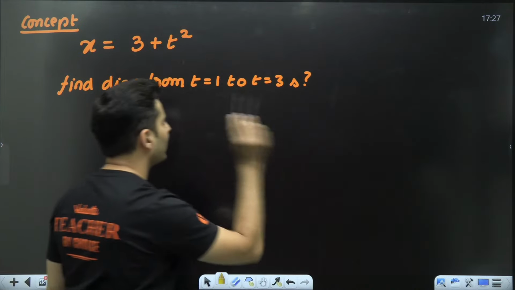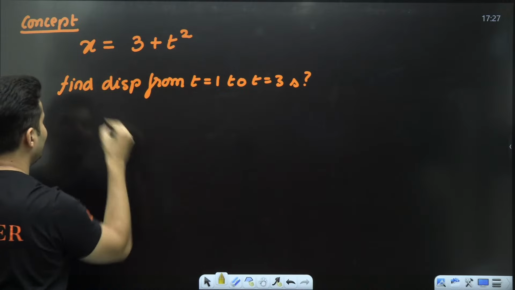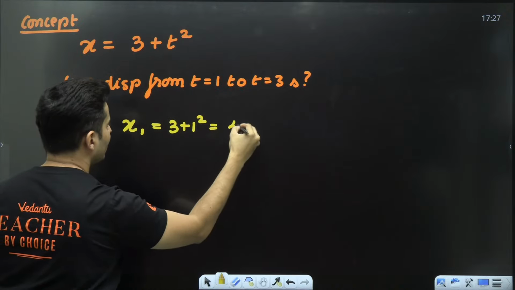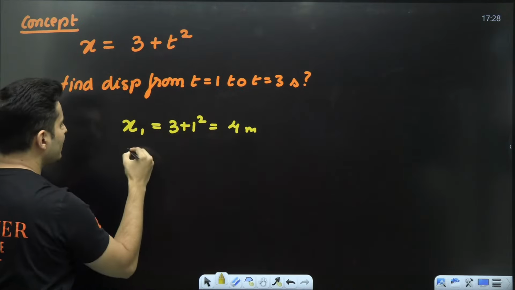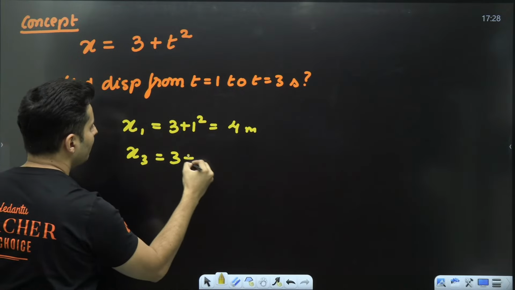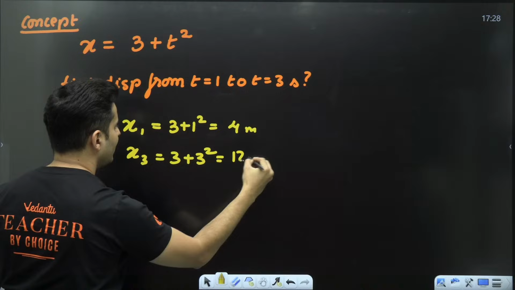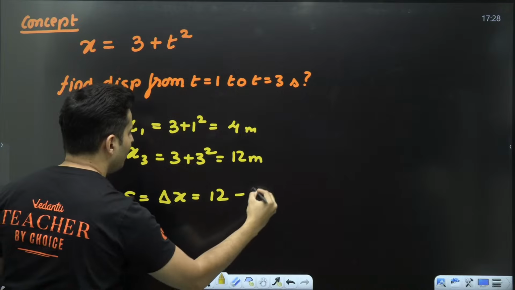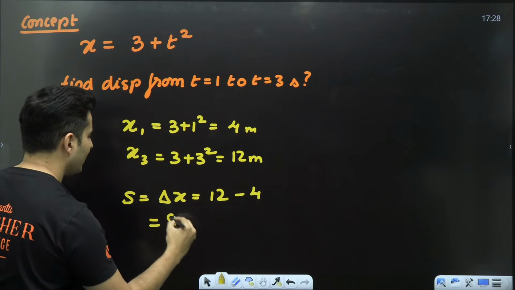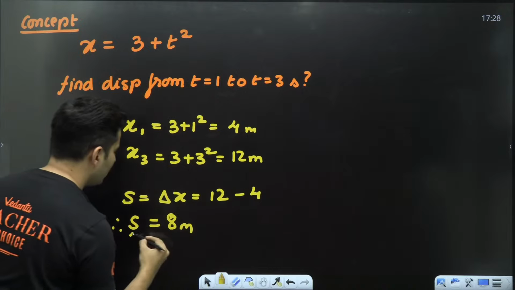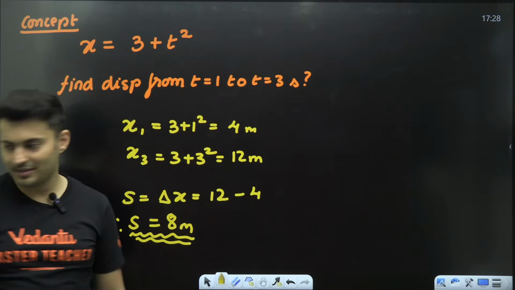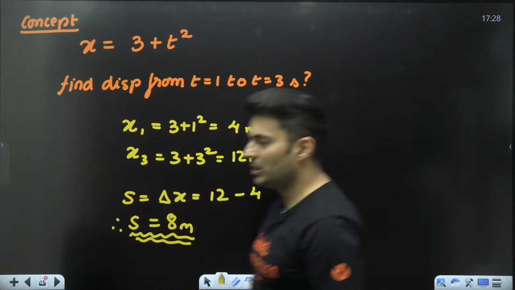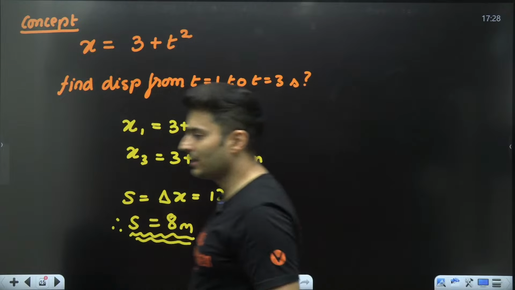What will you do? I will first put t is equal to 1 and see what x is. So when I put t is equal to 1, it will be 3 plus 1 square, which is nothing but 4 meters. Then I will put t is equal to 3, so it will be 3 plus 3 square, which is 9 plus 3, which is 12. What is the displacement formula? Delta x, that means final minus initial. So it is nothing but 8 meters. Therefore the displacement is 8 meters. We got it. Understood how to find this out if the equation is given?